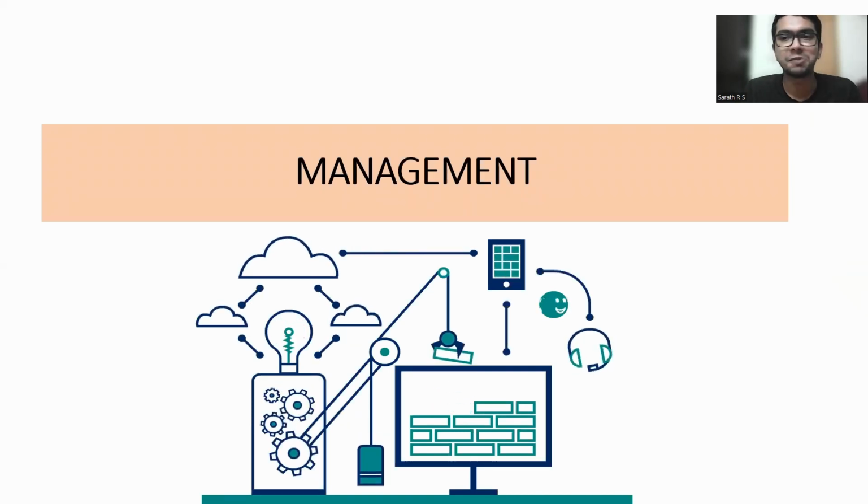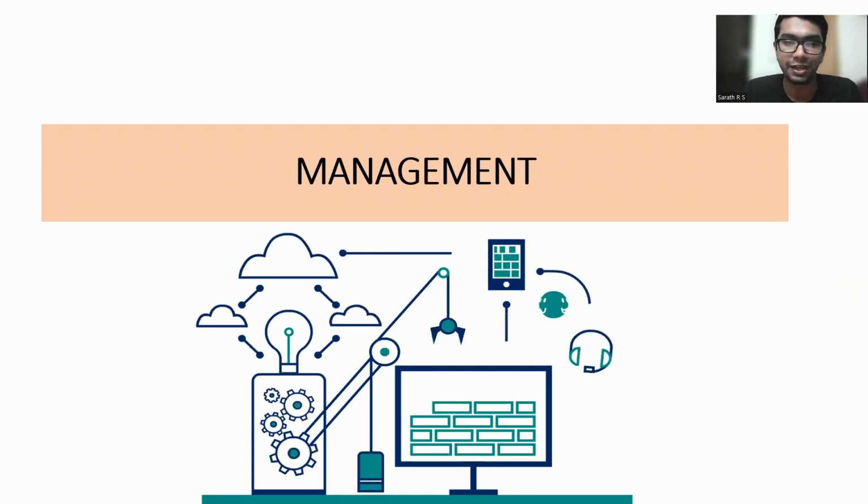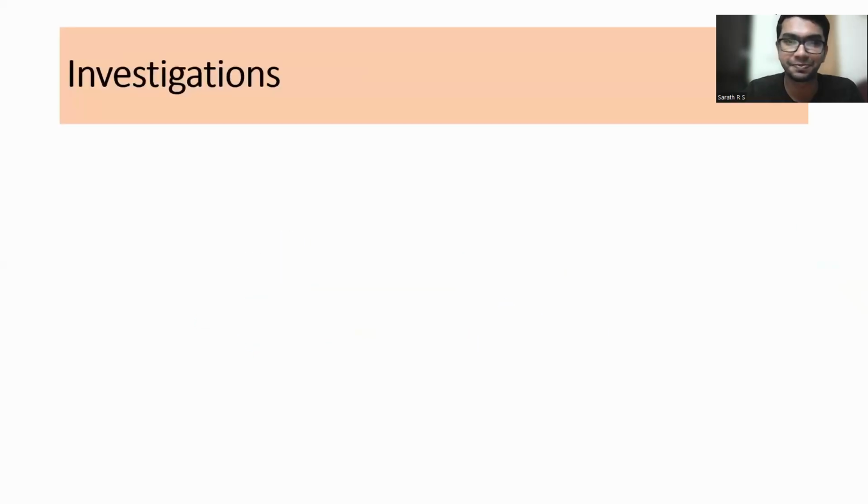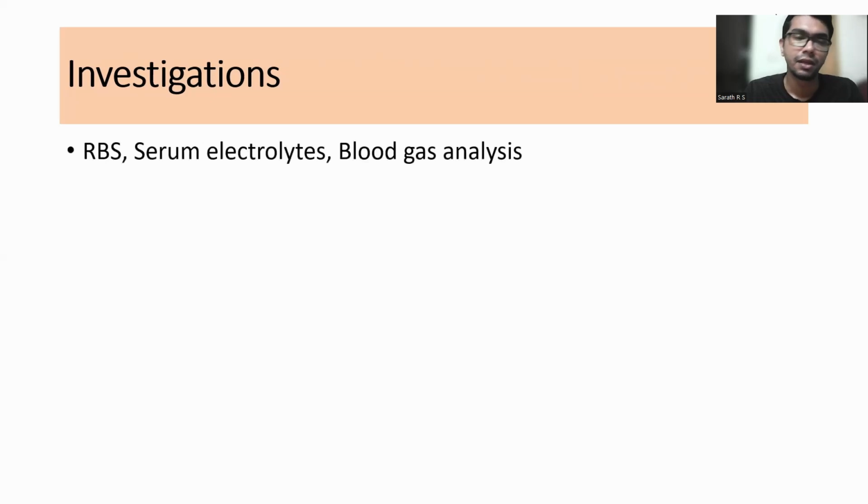Let's go to the most important part of this video, the management of DKA, the trickiest thing in this video. We all know management has two parts, investigation and treatment. So what investigations do we need to do? The first one is RBS, because of course we have to establish diabetes. The second one is blood gas analysis, because we have to establish acidosis.